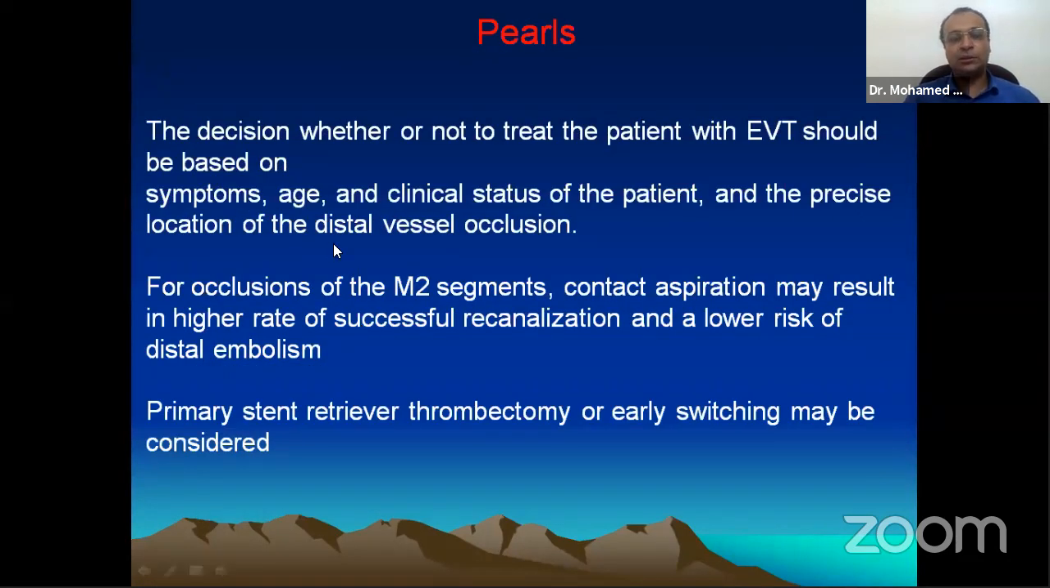The decision depends on the terms: age and clinical status of the patient. It is better to intervene when the distal occlusion has a clinically important deficit in a young patient. Sometimes, if direct observation is not enough, we have to use a retriever.